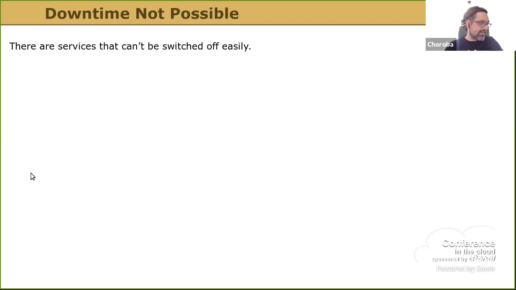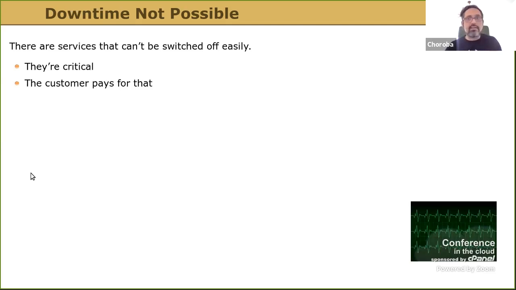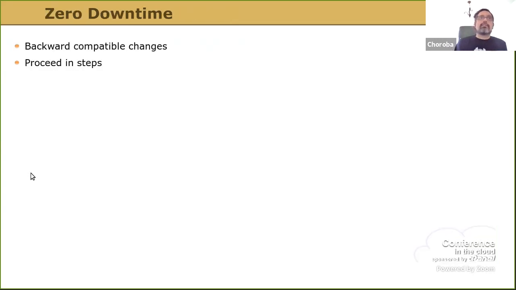There are services that can't be switched off because they are critical, or because the customer just thinks they are critical. Think of some hospital software or something. So there is a way to do it with zero downtime, which means without turning the application off. There are some conditions we must stick to in order to be able to do that.